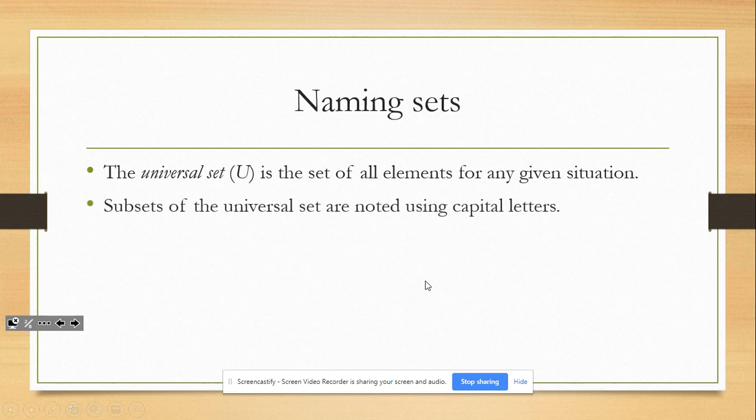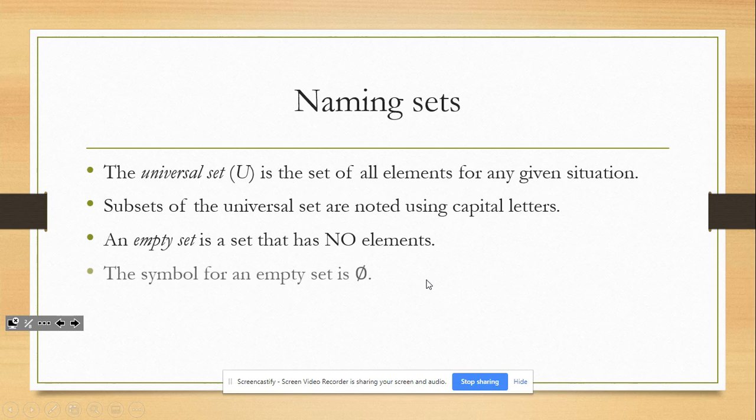Any subset created of the universal set is noted using capital letters. An empty set is any set that has no elements. And the symbol for the empty set is a zero with a line through it. Notice that with the symbol for the empty set, we are not going to be using the set notation braces.